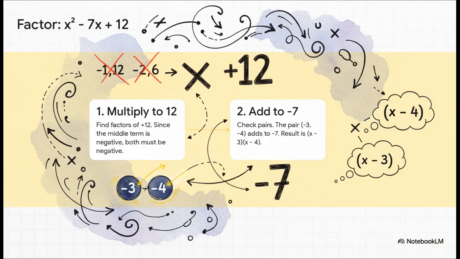Okay, let's try that rule out with x squared minus 7x plus 12. So we need 2 numbers that multiply to a positive 12, but they also have to add up to a negative 7.